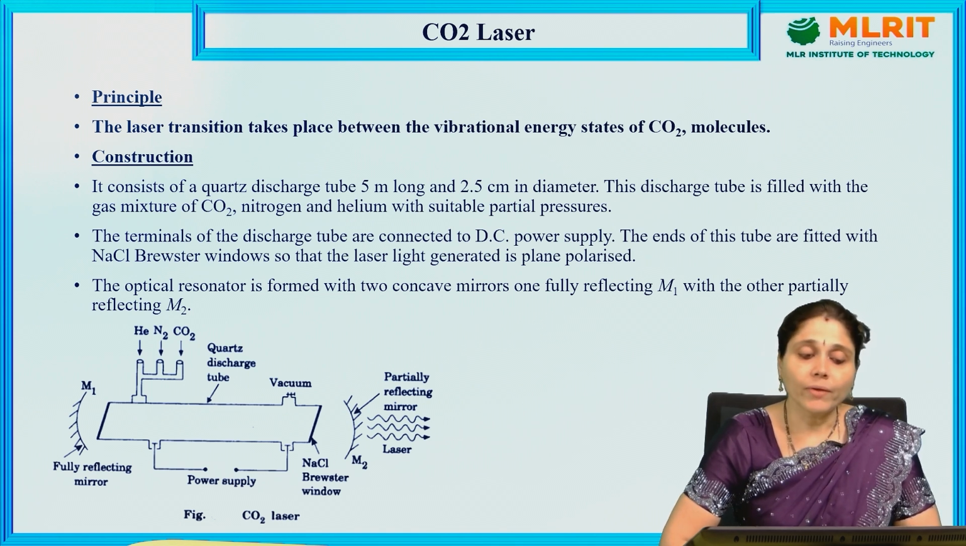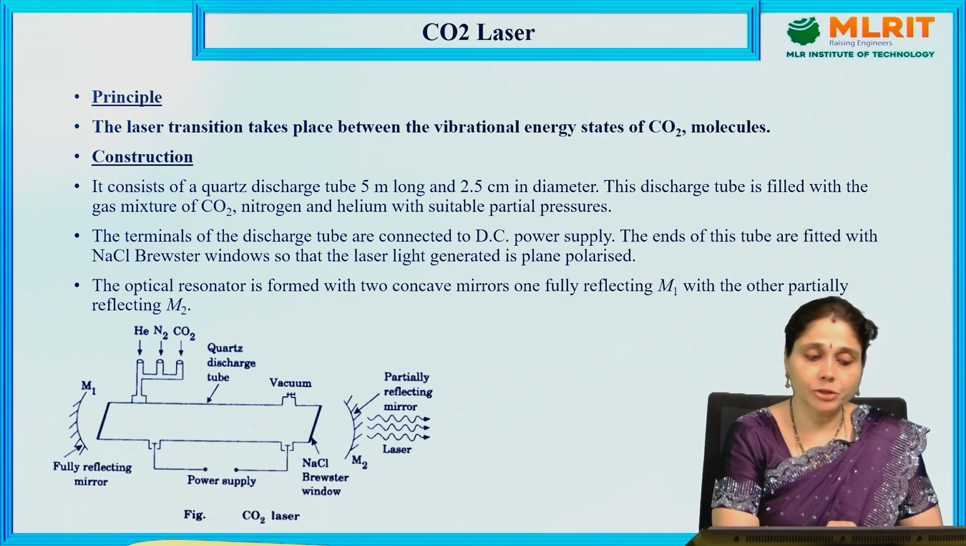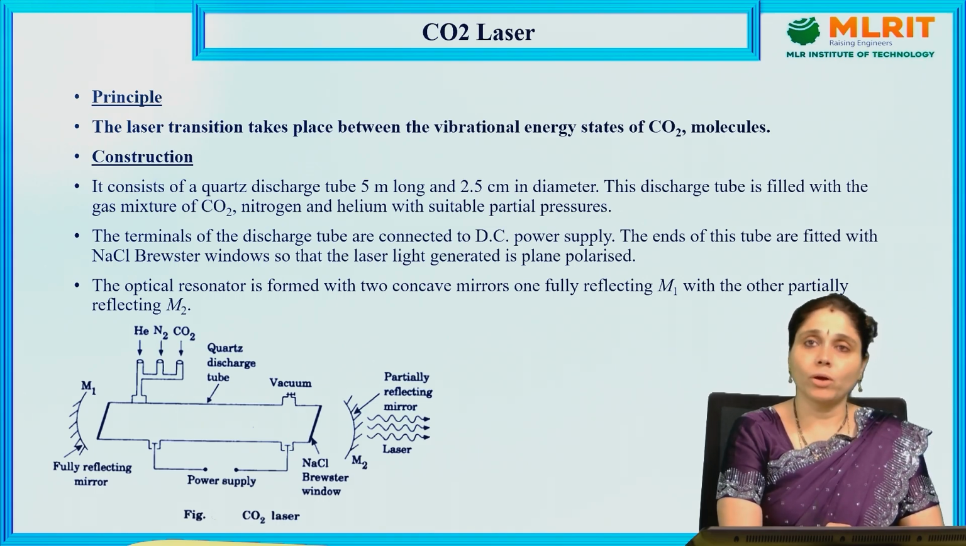It consists of a quartz discharge tube 5 meters long and 2.5 centimeters in diameter. This is the tube. The discharge tube is filled with a gas mixture of CO2, nitrogen and helium in a particular proportion at suitable pressures. The terminals of the discharge tube are connected to a DC power supply. The ends of the tube are fixed with NaCl Brewster windows so that the laser light generated is plane polarized.